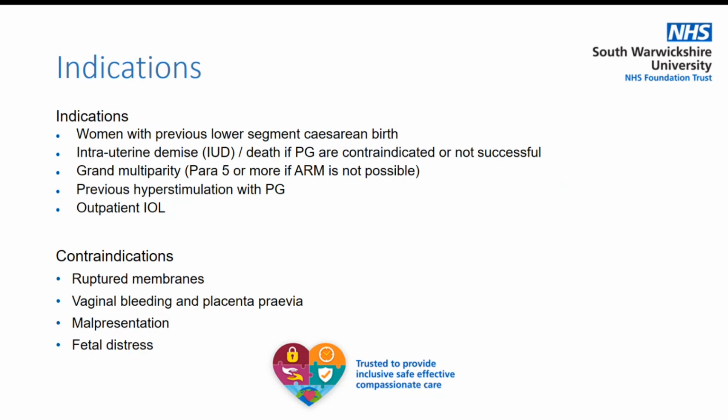The only real contraindication for avoiding using the Foley's catheter is if there is an increased risk of infection, and so if there is any history of rupture of the membranes or any infection within the vagina, we should avoid using the Foley's. Similarly, if there's any vaginal bleeding, we've already talked about the contraindication for placenta previa or malpresentation and how we should be careful about whether we choose induction if there are any signs of fetal distress.